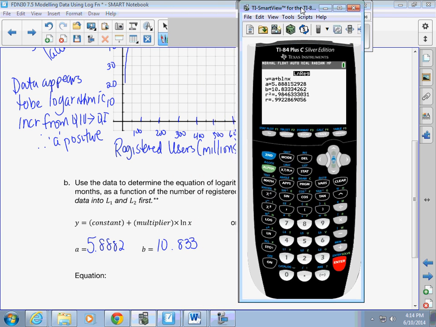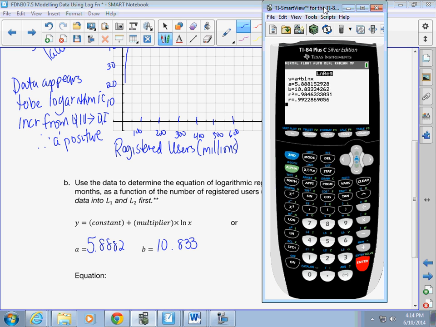Okay, I found my mistake. I had put 3,000 instead of 300 into my data, so that threw everything off there. So that is the correct values. So 5.8882 is our A, and 10.8333 is our B. So the equation would be y is equal to 5.8882 plus 10.8333 natural log of x.